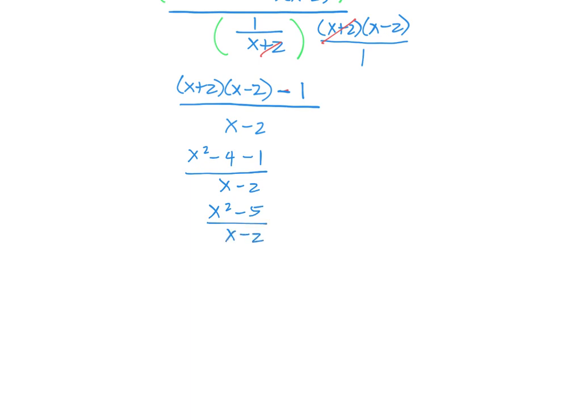I can't cancel using difference of squares in the numerator because that 5 is not a perfect square. I can't write it as something squared using integers. So this is done. It cannot be reduced. And that's it for this section R4.